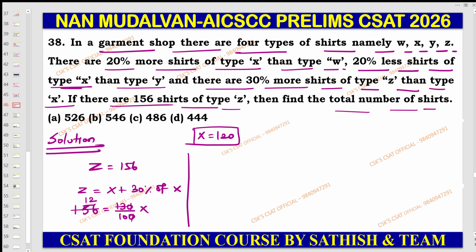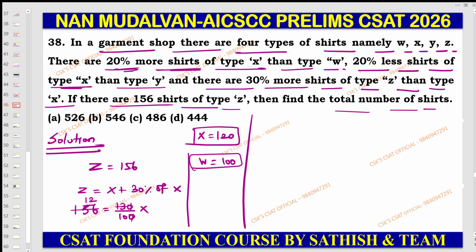Listen very carefully. If you know the value of X, see here, there are 20% more of type X than type W. So W could be what? W could be 100. So if W is equal to 100, then it satisfies this one. 20% more. What is the 20%? 20. So therefore 120. Understood? There are 20% more shirts of type X. So W is equal to 100. Guys, getting the logic? So logic itself you can do and you can apply. Next, W you know, X also you know.